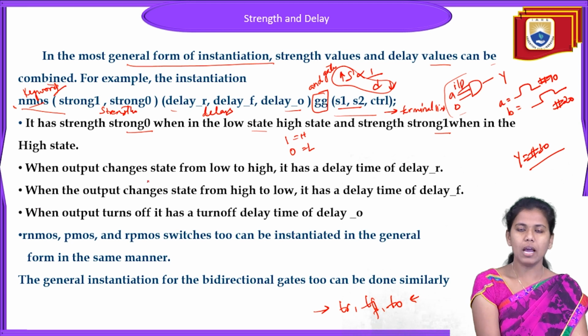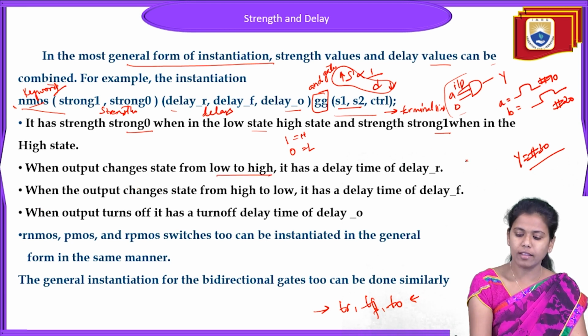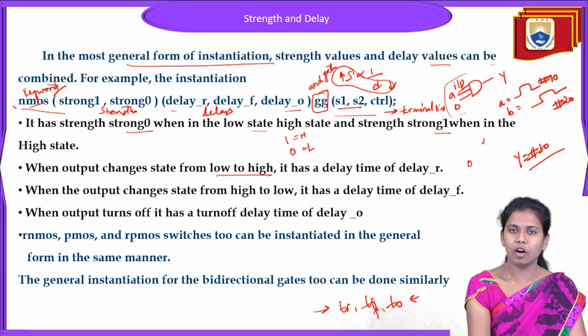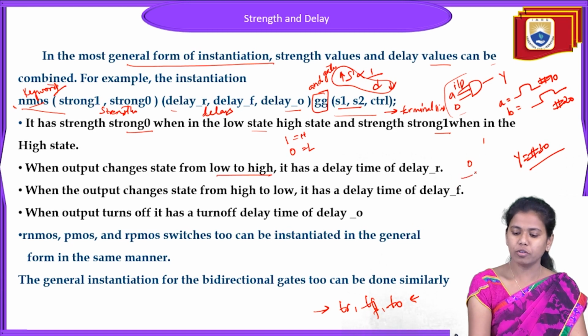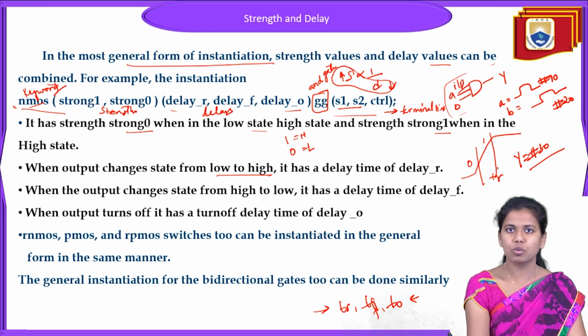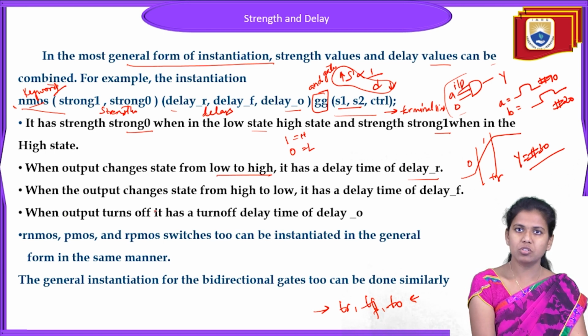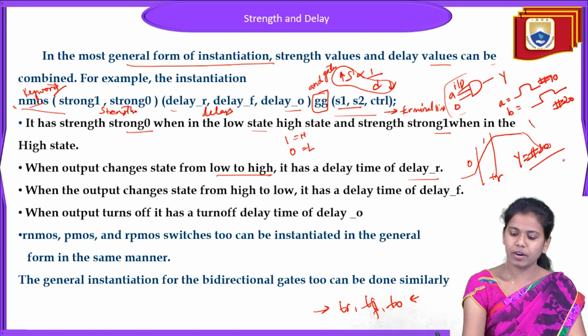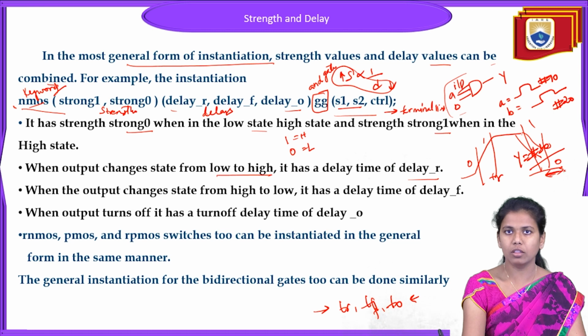Okay. Then when the output changes from low to high, that is from 0 to 1, usually we will represent this as rise time, TR, right? So the delay pertaining to this rise time is nothing but delay R. Then when the output is changing from high to low, so 1 to 0, we call this time slot the fall time. So in terms of delay, the fall time is represented as delay underscore F.